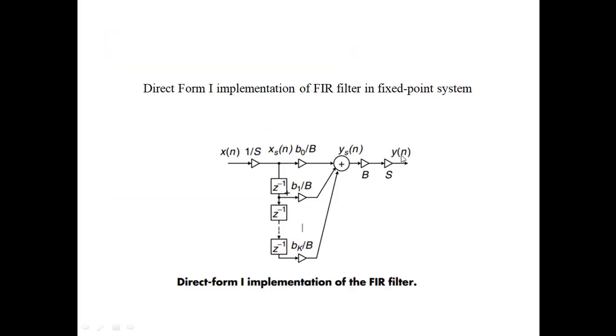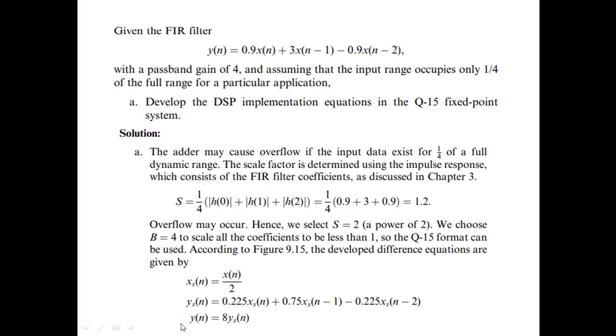y of n is basically a scaled up version of ys of n. Here we scaled it down by dividing by the scaling factor. Here I have to scale it by multiplying by the scaling factor, so that the input and output get balanced. So y of n is S times B times ys of n. What is the value of S? S is 2. What is the value of B? B is 4. So 2 times 4 is 8. So y of n is equal to 8 times ys of n.